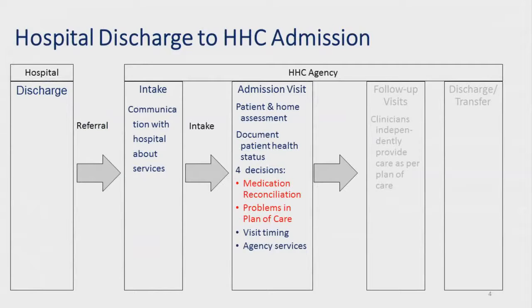and the home environment. And during this time, during the admission, they're going to make and document 4 critical clinical decisions. The ones in red are the ones I'm going to focus on. One is medication reconciliation, and the second is which problems to include in the plan of care. The other 2 decisions are important: visit timing and frequency of the subsequent visits by skilled nursing, and which agency services the patient would benefit from. Then once the plan of care is documented, there's subsequent visits by the nurses who come in and see the patient on a regular basis until the patient is discharged or transferred. So that's the process of the home care admission.